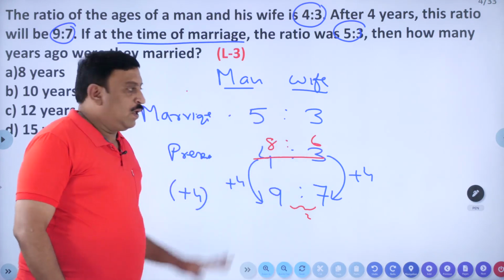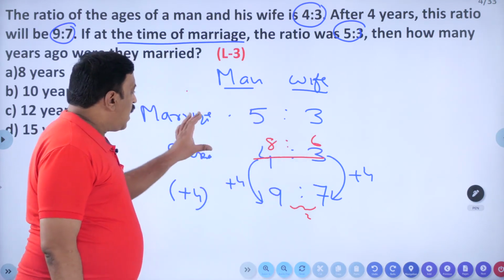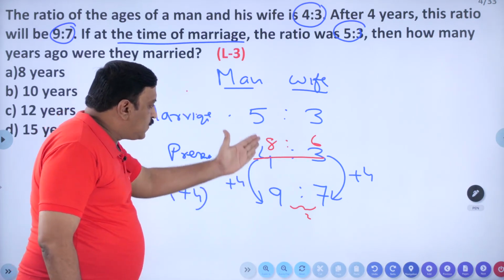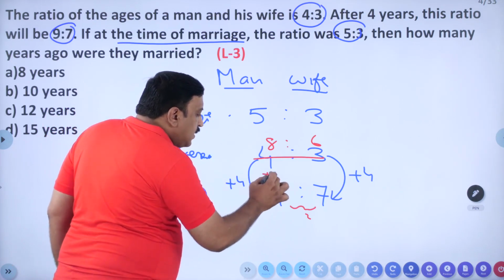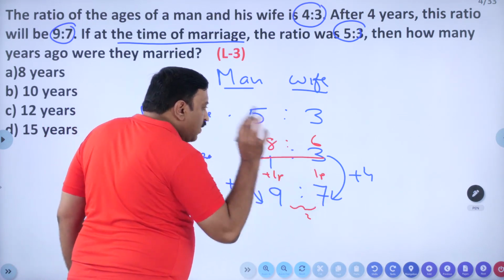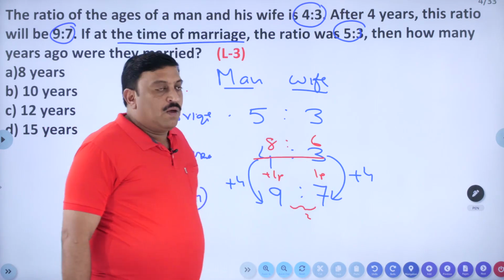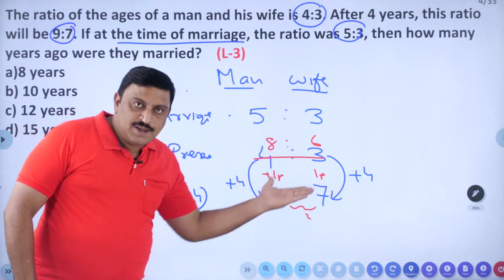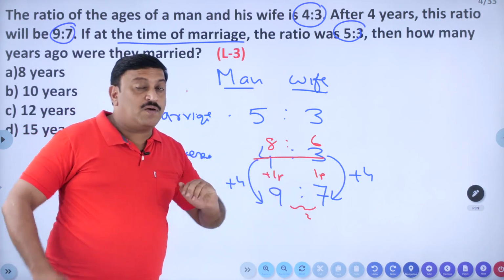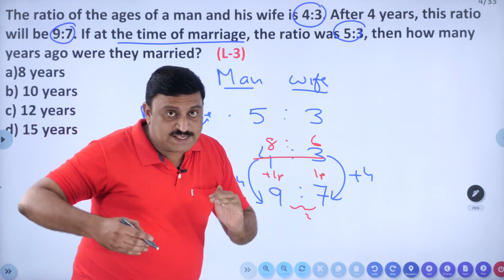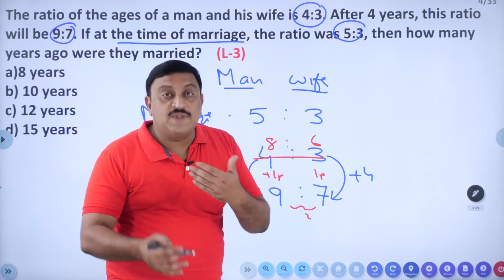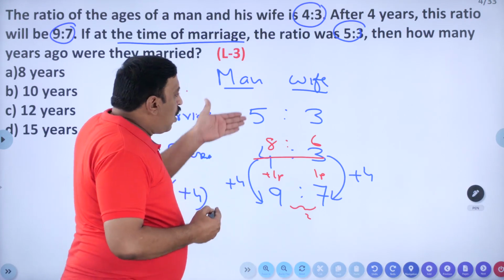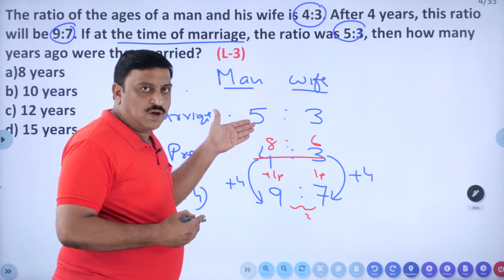Fine. Now observe. That means here you observe this one. 8 to 9, that is 1 part. And 6 to 7, that is 1 part. Our job is done. 1 part is how many years? 1 part is 4 years. Right? The ratio 1 part is equivalent to 4 years. If that is the case, then how many years back has it happened? This is what they are asking.